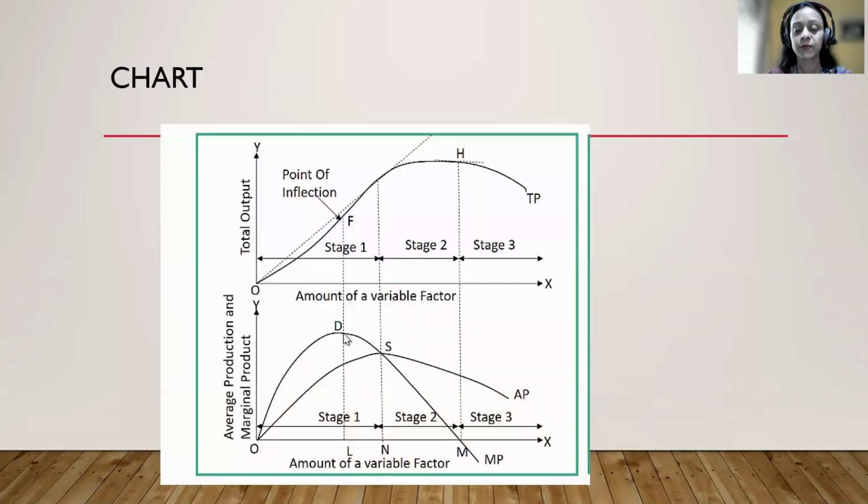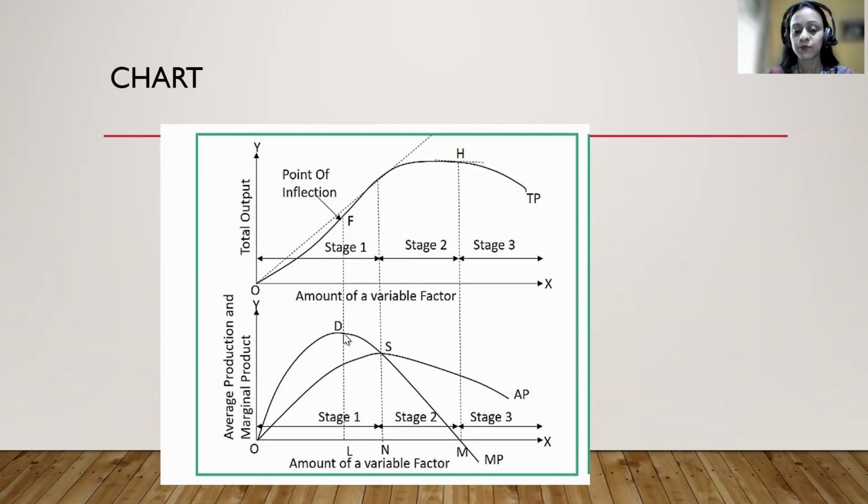This is the chart representing average product, marginal product and total product. Let us have a look at total product. As was said, total product increased initially at an increasing rate, then at a diminishing rate. It became constant at point H and after that it started to diminish.